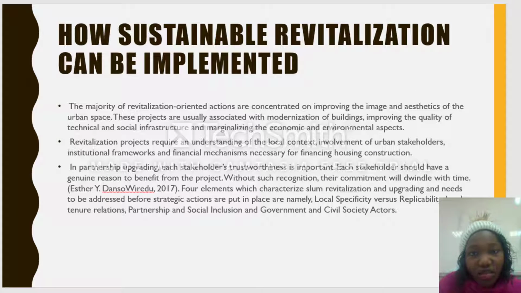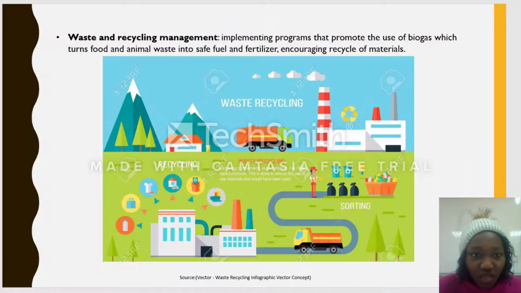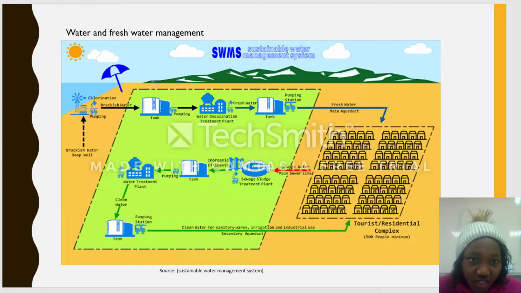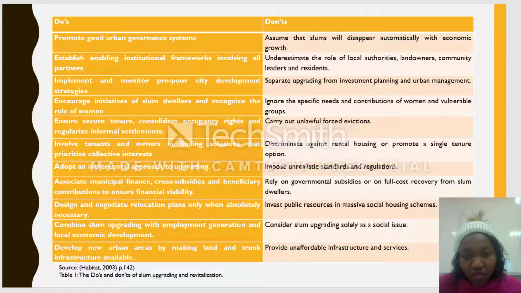And then we'll be looking at how sustainable revitalization can be implemented. There are steps that ensure successful revitalization of slums. The first is slum and forest management. The second is waste and recycling management. There is energy efficiency, there is water and freshwater management, there is air quality conservation, and there is adaptation and mitigation of climate change. If all these strategies are put in place, it will ensure a successful revitalization project.